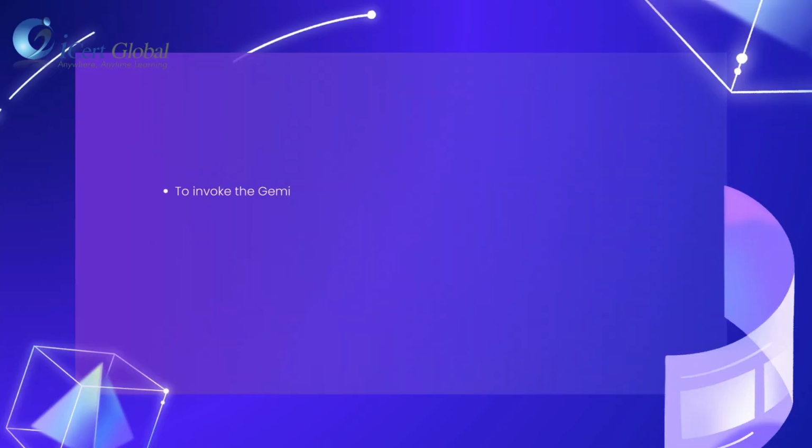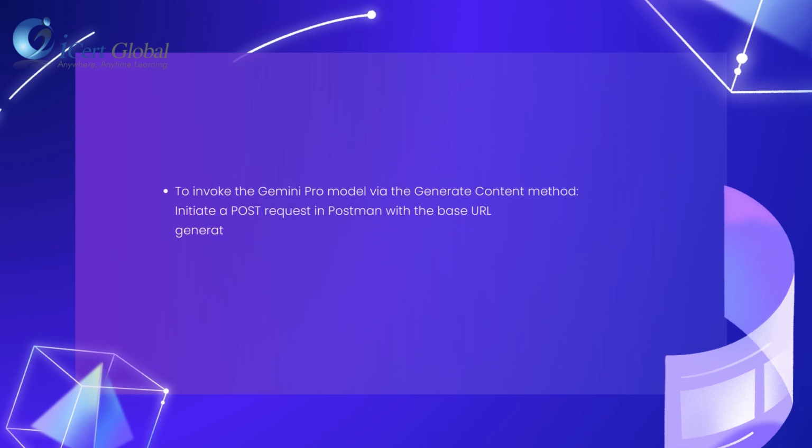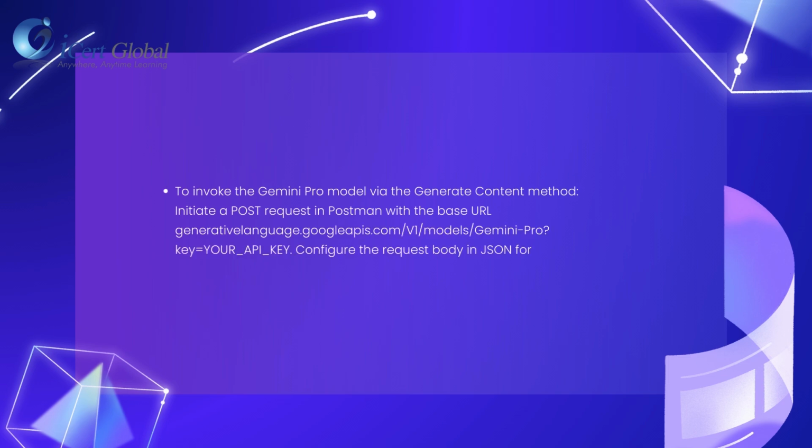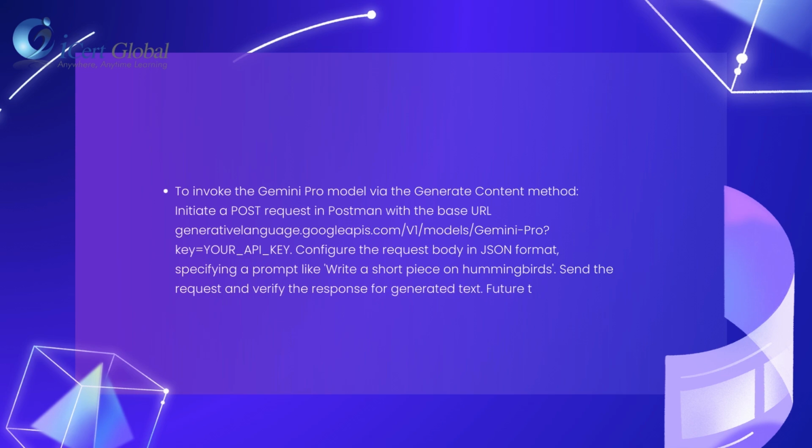To invoke the Gemini Pro model via the generateContent method, initiate a POST request in Postman with the base URL generativelanguage.googleapis.com/v1/models/gemini-pro, where key is your API key. Configure the request body in JSON format, specifying a prompt like, write a short piece on hummingbirds. Send the request and verify the response for generated text. Future tutorials will cover SDKs for easier integration with Gemini.